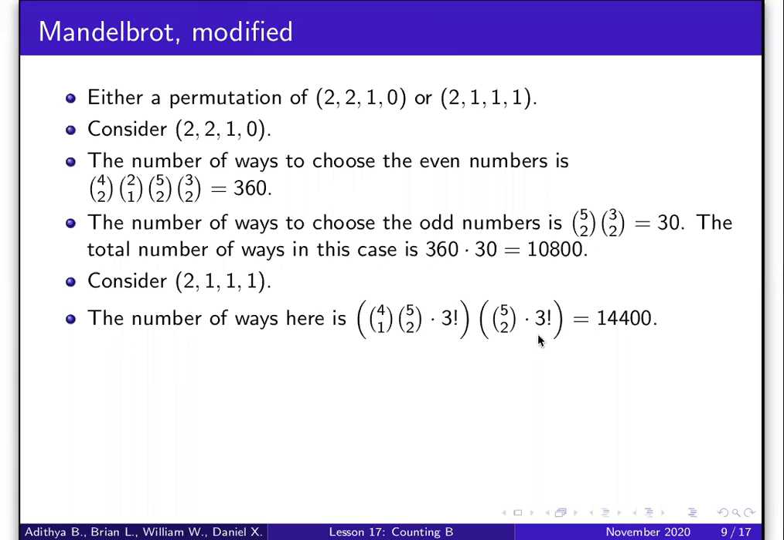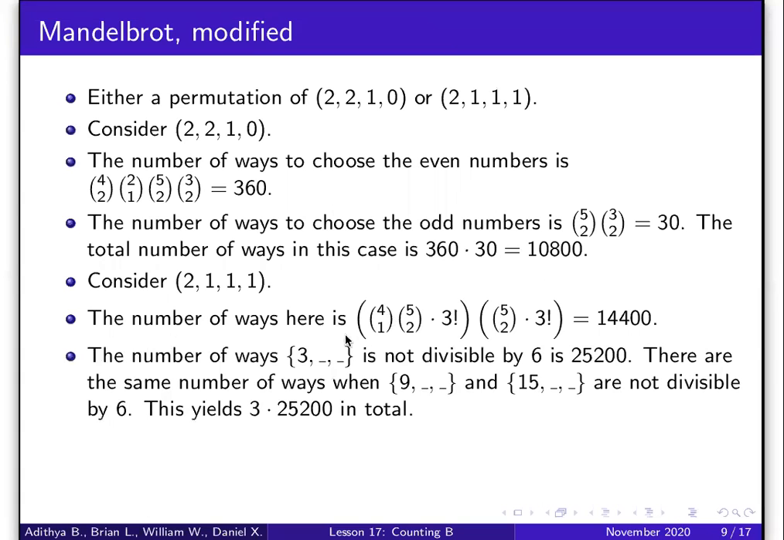So that gives 14,400. And the total number of ways such that the product of the elements in this set with 3 in it is the sum of these two values, or 25,200. And if we're using pi, we know that the number of ways when the product of the elements in the set with 9 and the set with 15 are not divisible by 6 is this same 25,200 number. So if we use pi, the total that we get so far is 3 times 25,200.